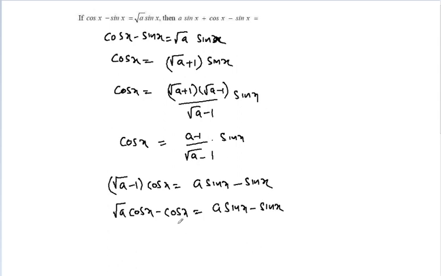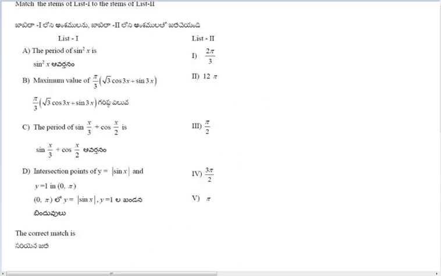So take minus cos x this side, that is a sin x plus cos x minus sin x is equal to root a into cos x. This is the answer. The items list 1 to the list of 2.